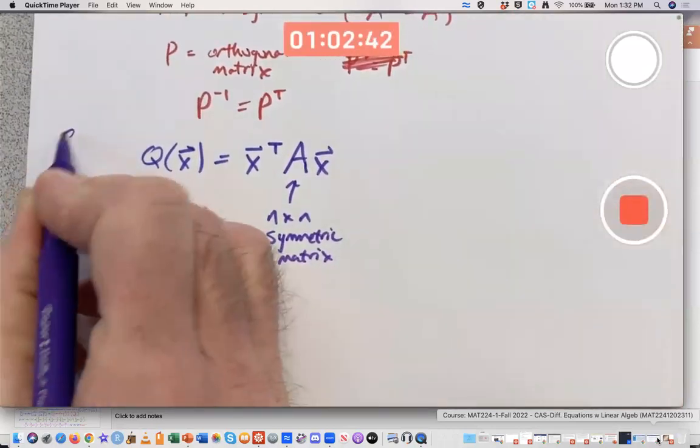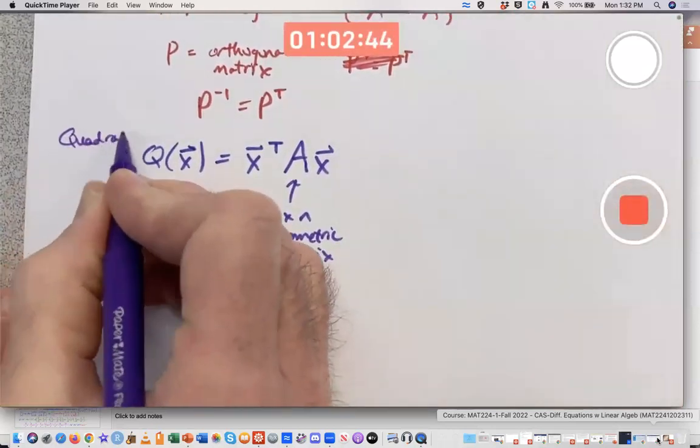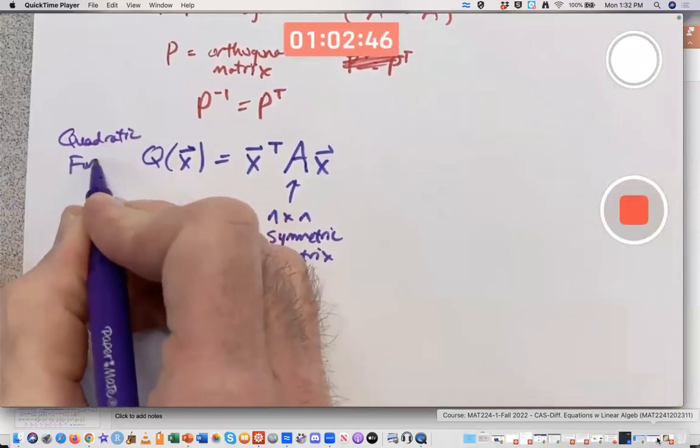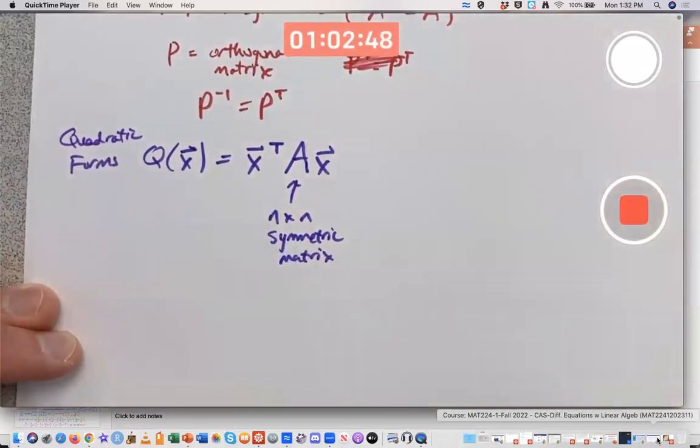It's quadratic forms. I haven't talked about quadratic forms here in class yet. I'm just doing it now. It's in the lectures.